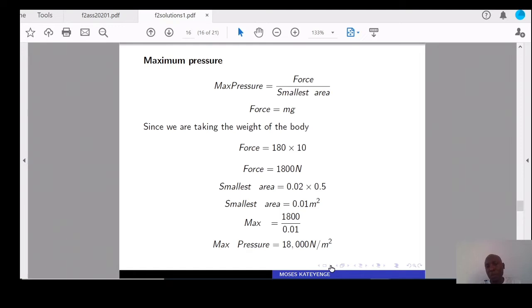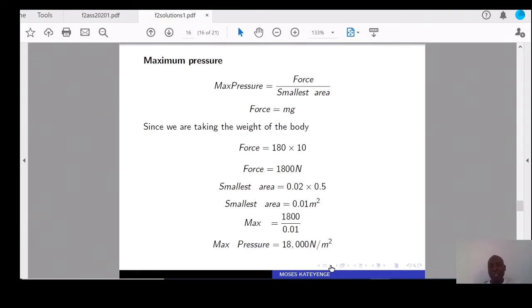Now I know that maximum pressure is going to be given by force divided by smallest area. In other words, if I'm going to get the biggest pressure, I get the force, in this case the weight of the body, and I divide it by the smallest area of the body. Because if you divide by the smallest area, you're going to get a big pressure, but if I divide by the biggest area, I'm going to get a small pressure. Therefore, I'm going to use the relationship that maximum pressure is equal to force divided by smallest area.